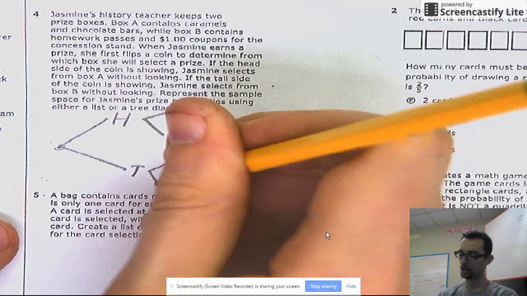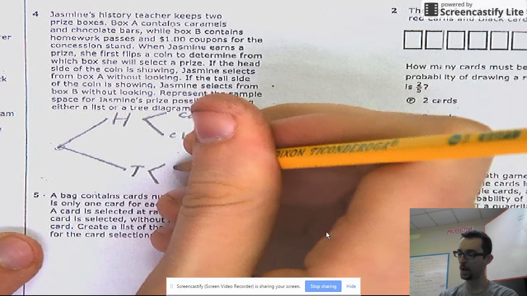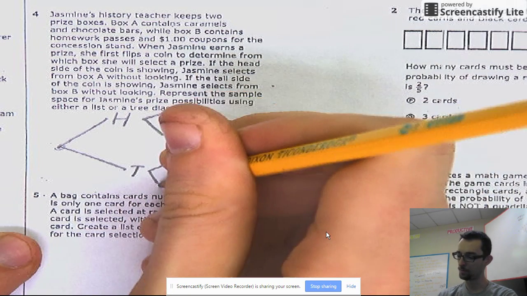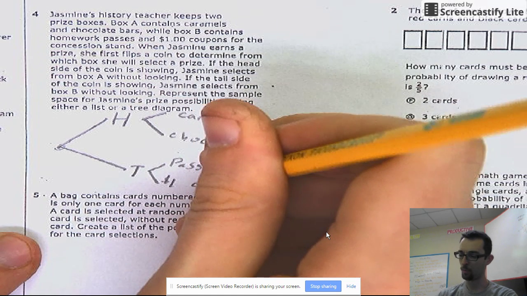From the tails box, box B, she might get a homework pass or she might get a $1 coupon.